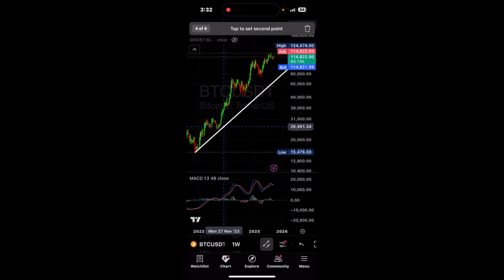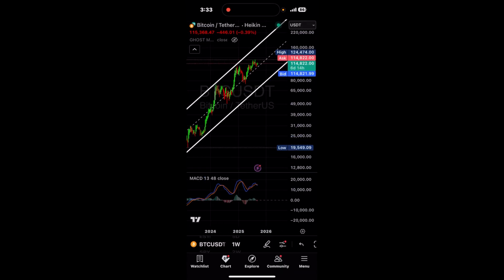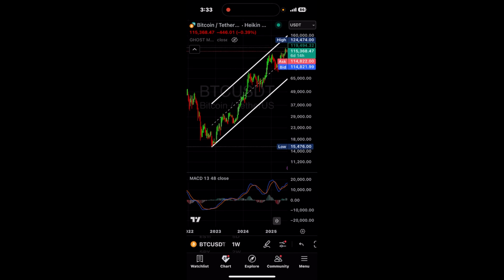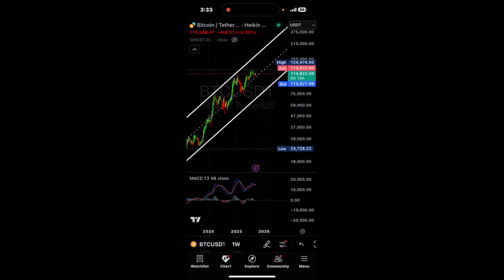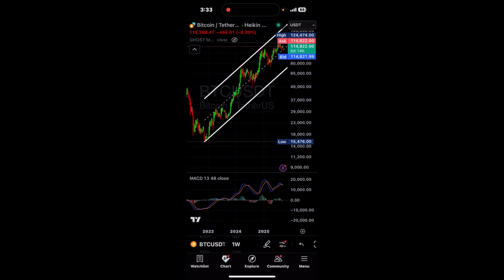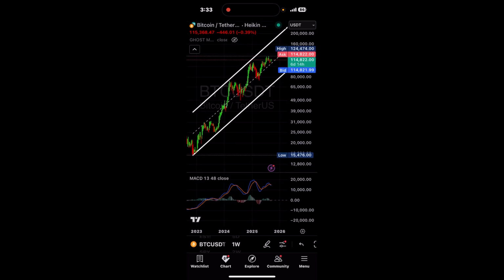Then you want to find two touching points. You see one right here, touches down there at the bottom, and then up there at the top. Once you have your two touch points, you want to scale this to the top of the highest wick. We'll do that right here. So there is your channel for Bitcoin, and that's where it's been moving in the bullish run for quite some time. We can tell that overall it is still in bullish momentum.